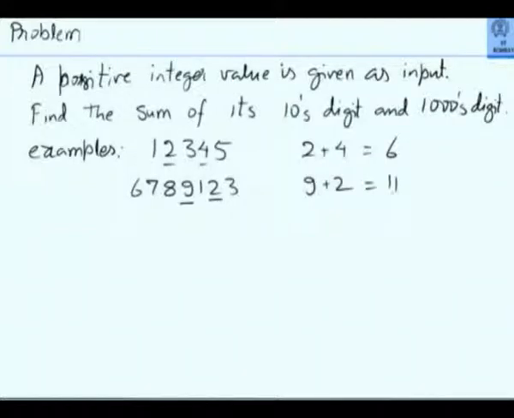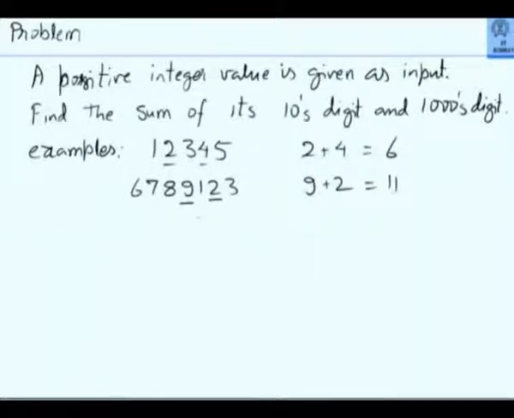Find the sum of the 1000 digit and the tens digit. See, the digits in any number are counted as unit digit, tens digit, 100 place, 1000 place, 10,000 place, etc. So suppose the number given is 12345, 1000 digit is 2 and tens digit is 4. So sum should be 6. If the number given is 6789123, 1000 digit is 9 and tens digit is 2. So the sum should be 9 plus 2 equal to 11.